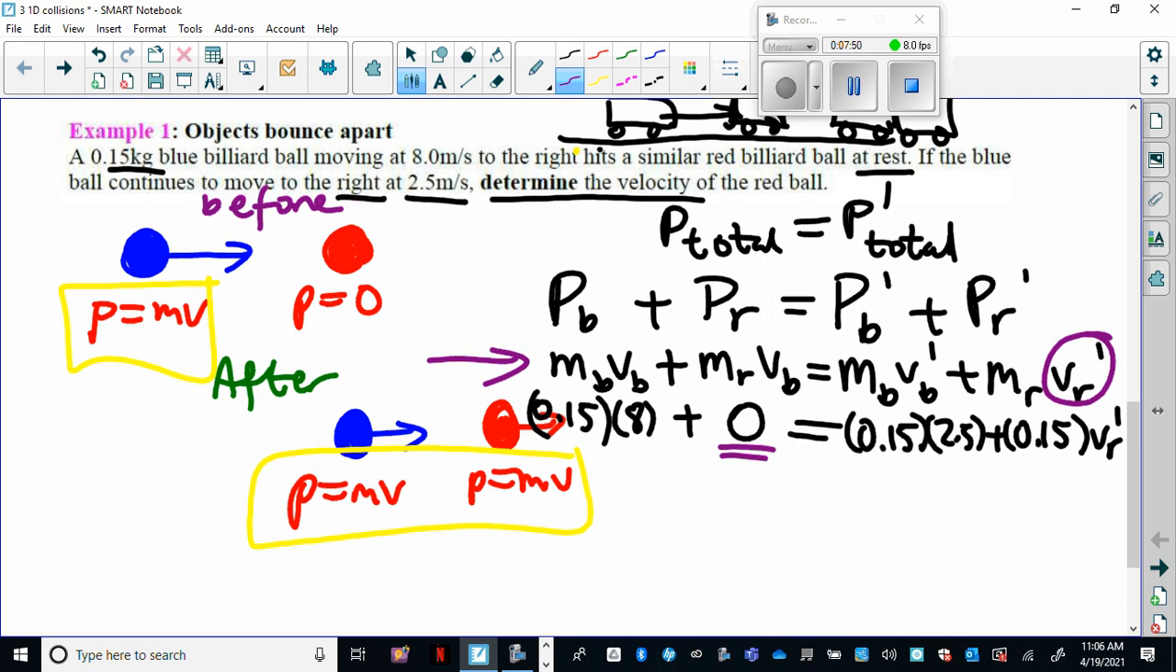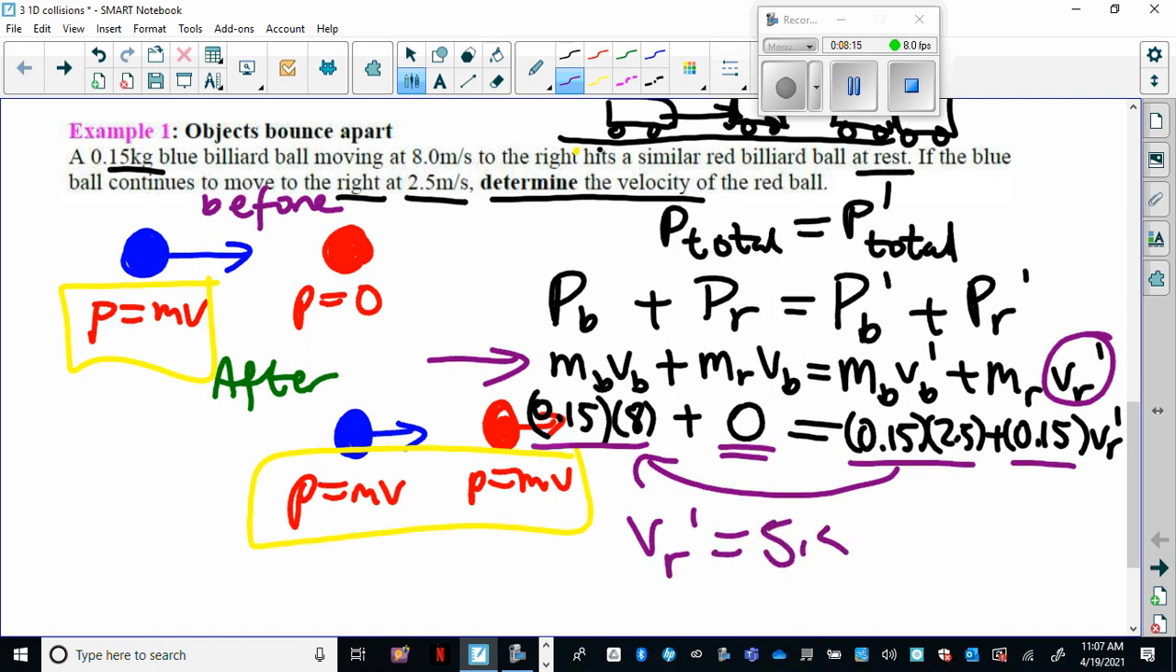You're going to get 0.15 times 8. I don't have my calculator here, so you're going to multiply these two numbers together. You're going to subtract that from there, and then you're going to divide by the 0.15, and you're going to end up with VR prime equals 5.5 meters per second. And since it's positive, it's to the right.